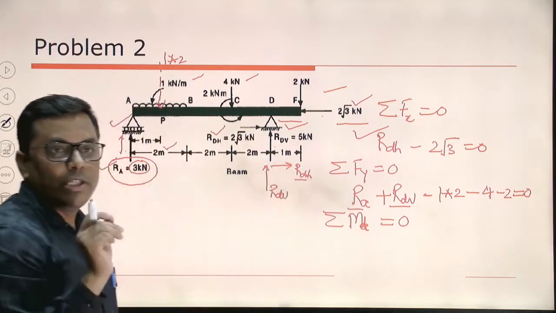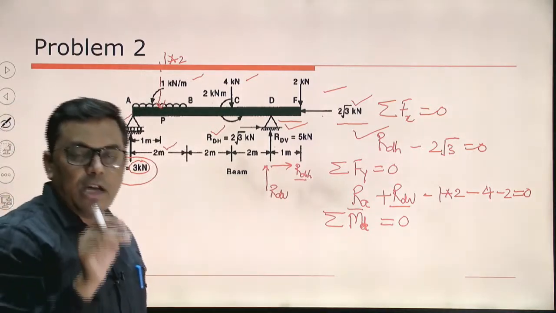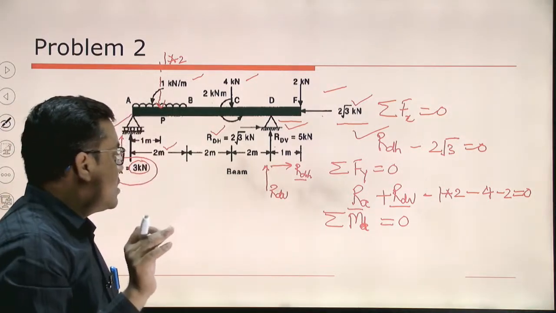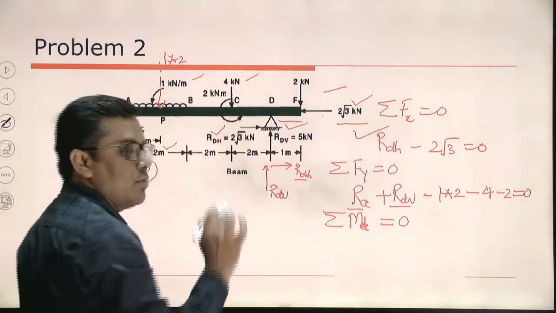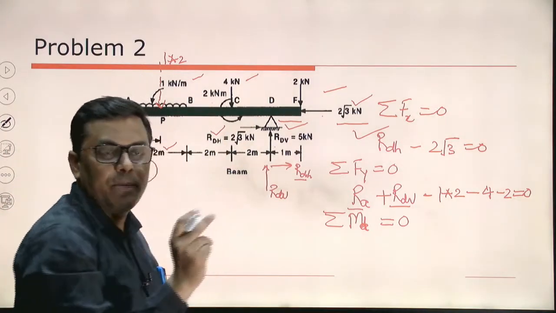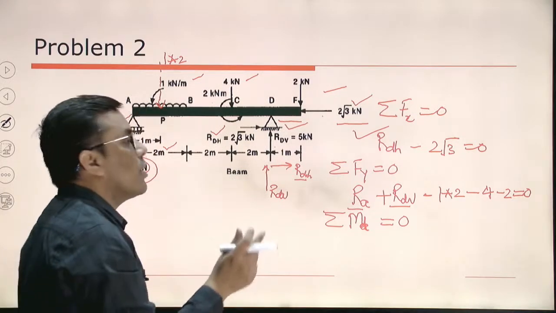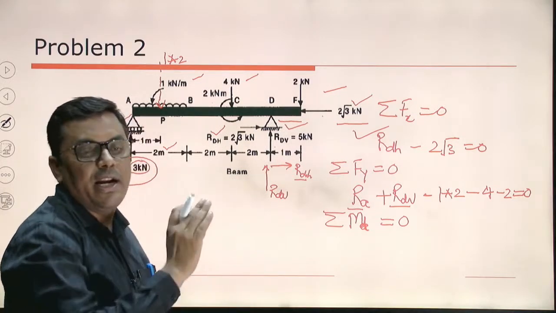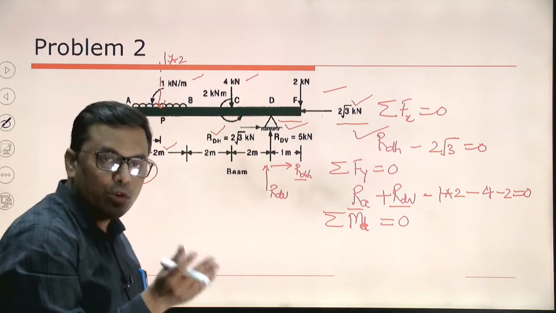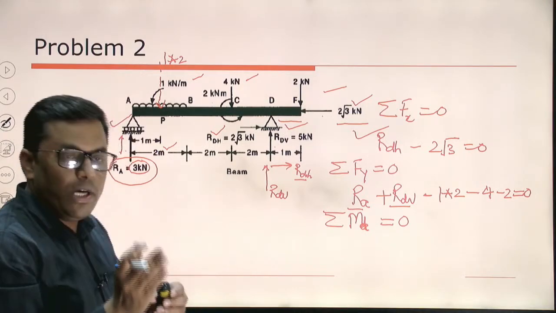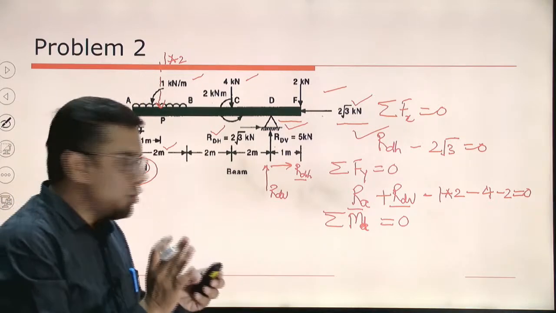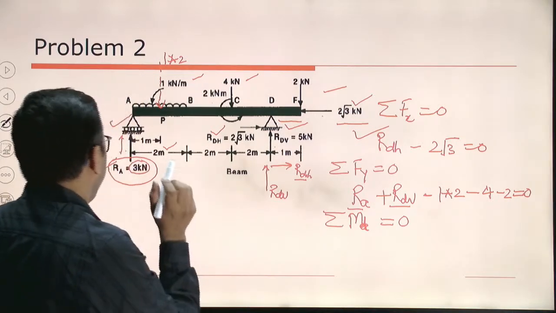The meaning of this is the algebraic sum of all the moments about point D due to various forces equal to 0. And algebraic sum means clockwise tendency of rotation and anti-clockwise tendency of rotation. Both will be considered as positive and negative. It is up to us which one we take as positive and which as negative. So let's start writing the equation.